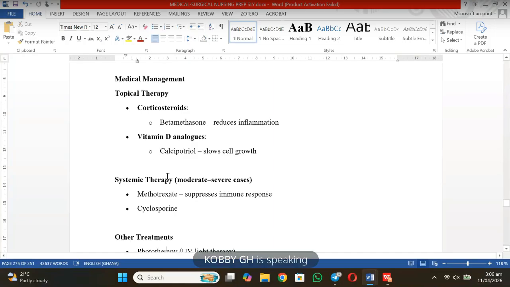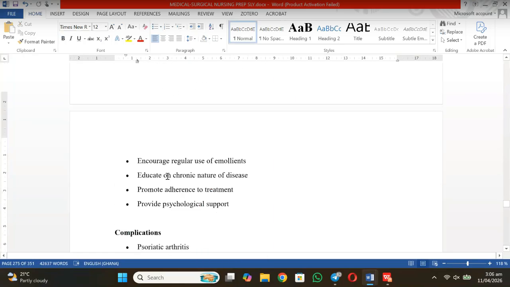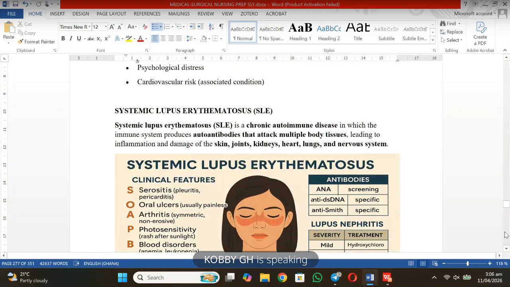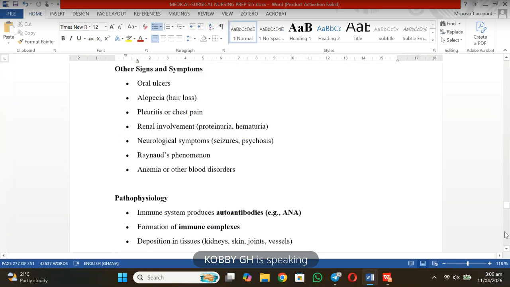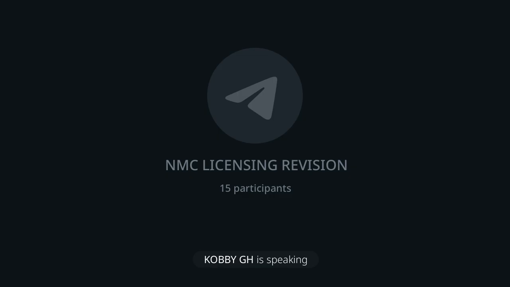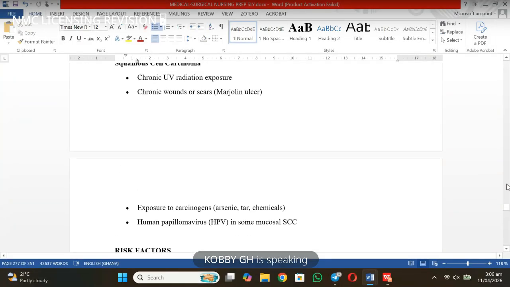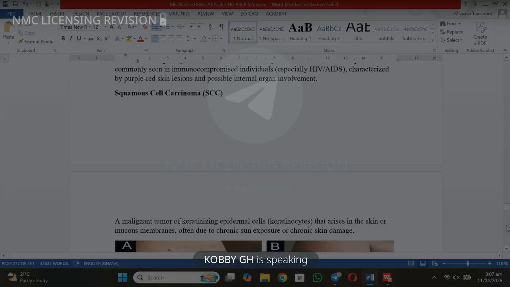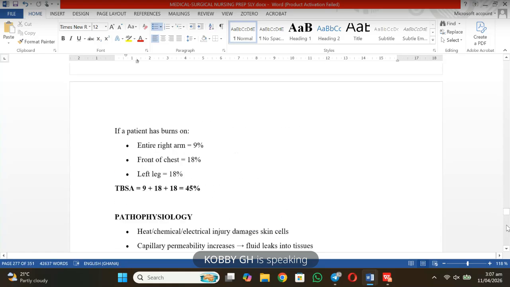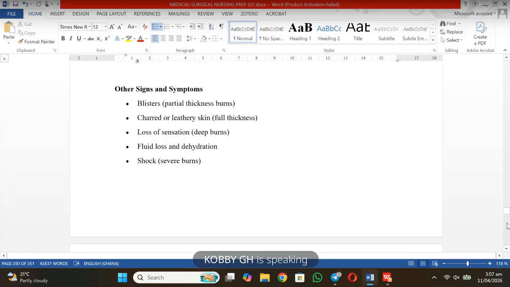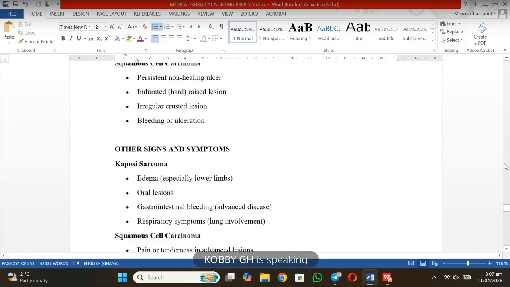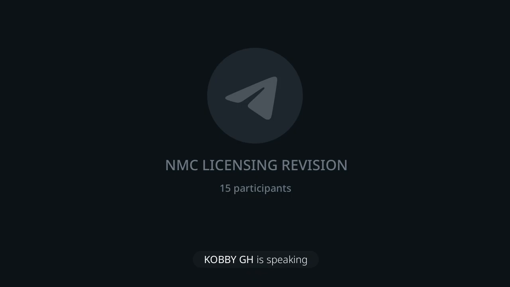All right, that is fine. So the last one we will do for the integumentary system conditions is systemic lupus erythematosus. Oh, I think we've not even done burns. Yes, we've not done burns. So let me quickly walk you through systemic lupus erythematosus.